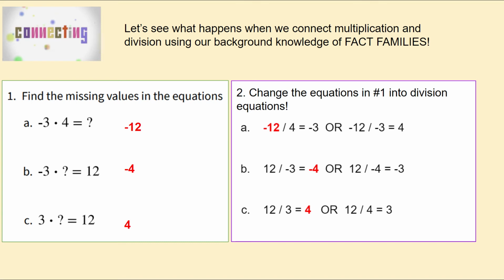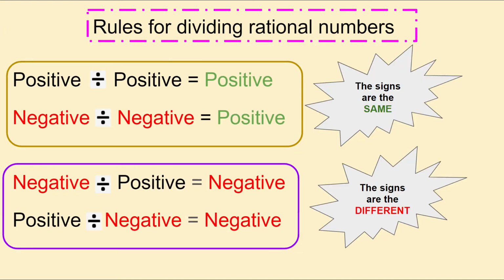Take a look at B and C and make sense of how these division equations relate to the original multiplication ones. Hopefully you're seeing some connections here. So here are the rules. Guess what? They are the same as the multiplication rules. How nice is that? And the reason why is because multiplication and division are connected.